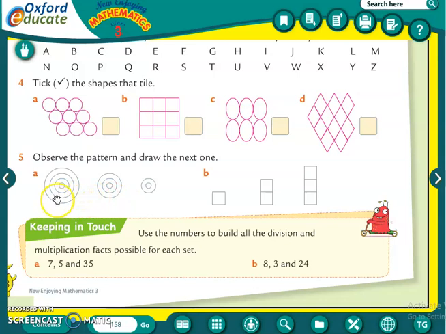See, here you can see 1, 2, 3, 4 circles. Here you can see 1, 2 and 3 circles. Here are 2 circles. Then what will be the last one? Yes, you have to draw one circle. Like this, here is 1 square, 2 square, 3 square. So what will be the next one? Yes, you have to draw 4 squares.